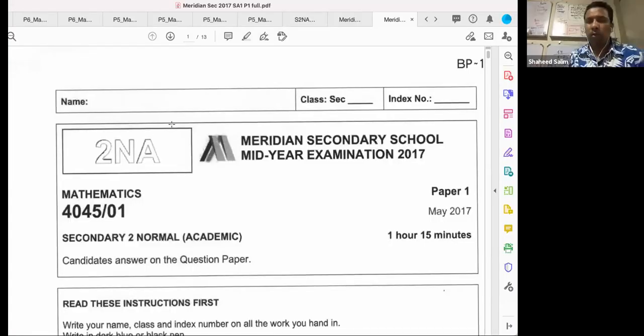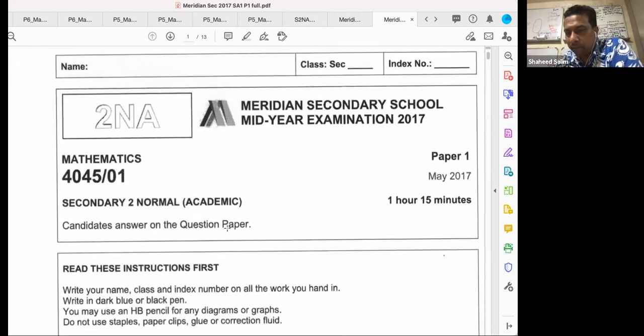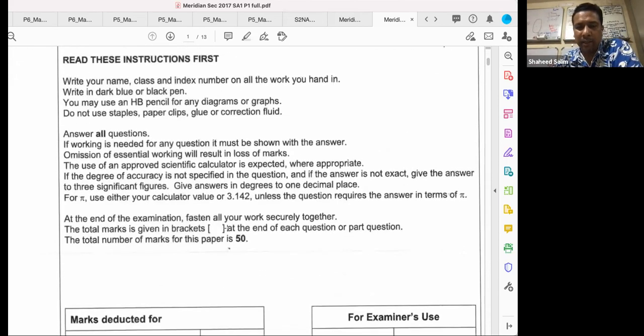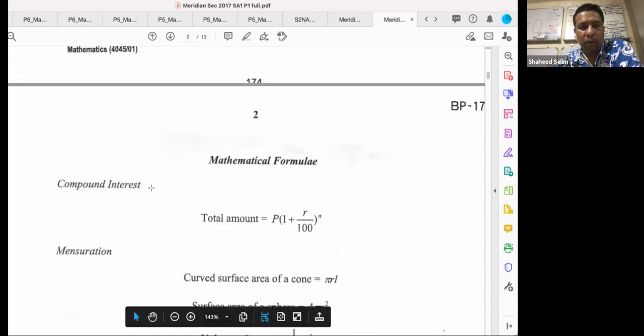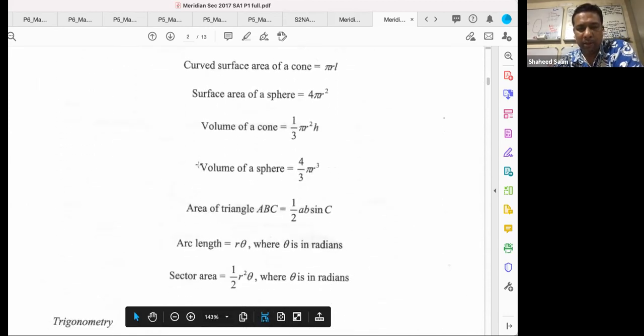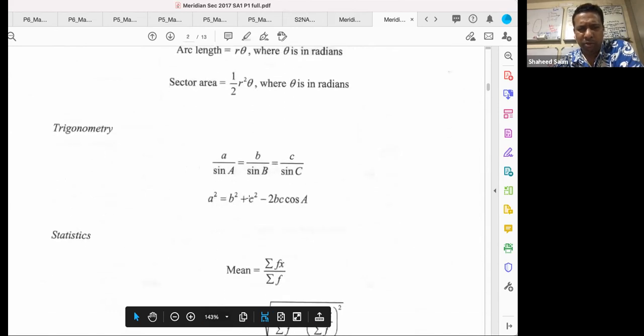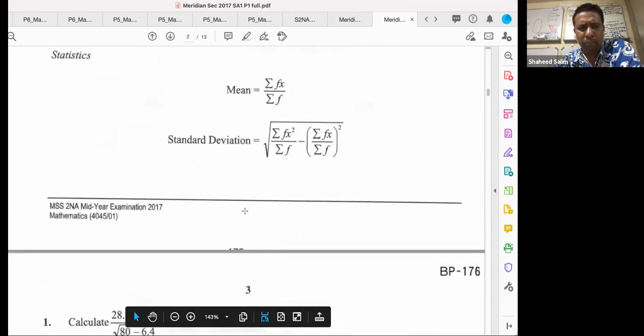Okay, we are now looking at Meridian Secondary School. Have you done this? Not yet, right? The last time was Gunning Sing, I think. Now you see, look at this. They give all the mathematical formula, but I think this is more Sec 3, Sec 4. I do not know why they put it in the Sec 2 paper.